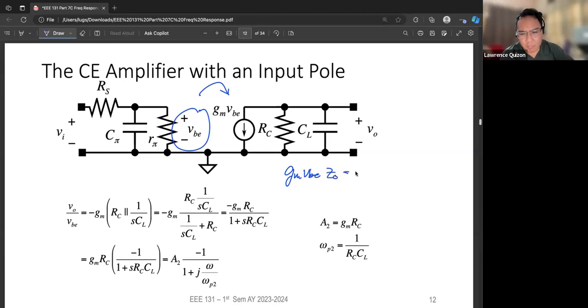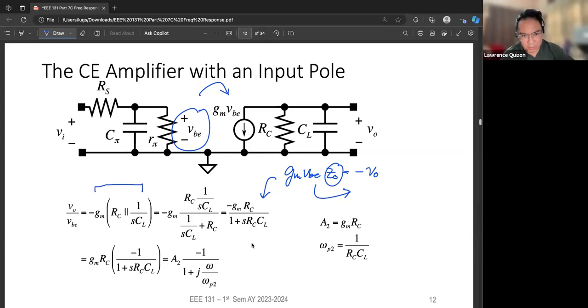Right? So now we have that. So Vout over VBE, well, we basically actually know this as well, no? From gm RC parallel 1 over sCL, no? Because Vout over VBE, we just put this down. Now it's gm Zout. This is basically that, no? And then we just expand the parallel in order to make this into a form that's familiar to us, no?